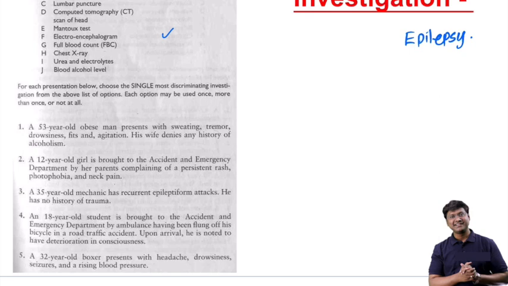The first clinical scenario: a 53-year-old obese man presents with sweating, tremor, drowsiness, fits and agitation. His wife denies any history of alcoholism. So what is this clinical scenario very much suggestive of? Sweating, tremor, drowsiness, fits and agitation, all these features fit for hypoglycemia. So in case of hypoglycemia, what would be the ideal investigation? You need to check the blood glucose levels.